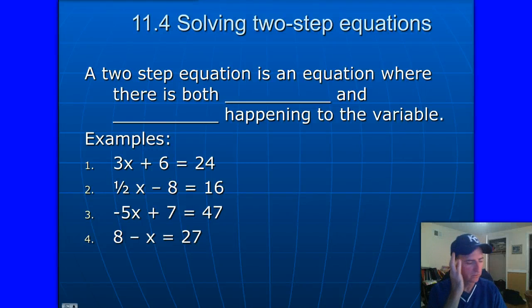Hello again. Welcome to Chapter 11. I think we are up to Section 4 there. We're now talking about solving two-step equations.